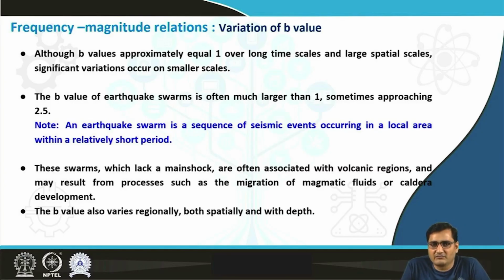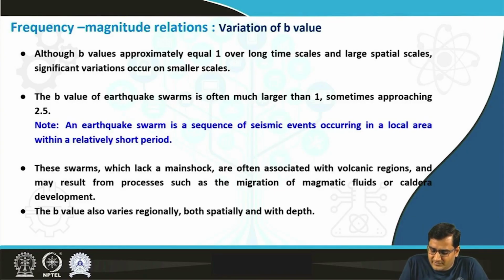So what is an earthquake swarm? It is basically a sequence of seismic events occurring in a local area within a relatively short period of time. When those earthquake swarms occur, the b value, when you calculate it, will come out more than 1, maybe around 2.5. So there might be deviations of the b value from the general value that is equal to 1.